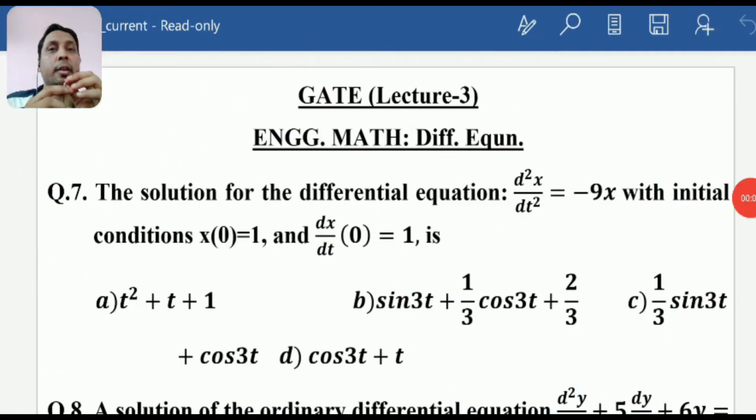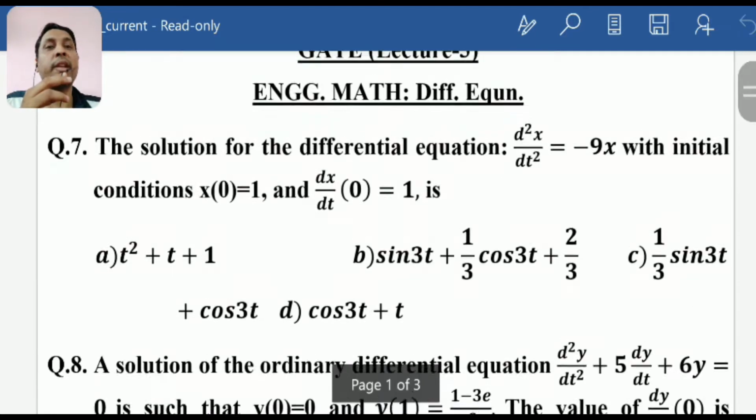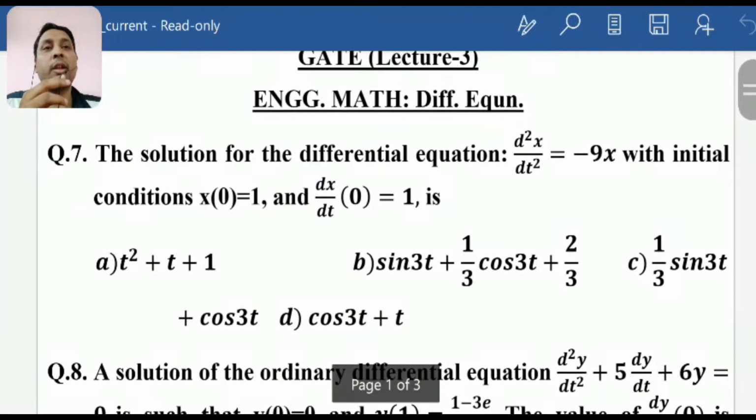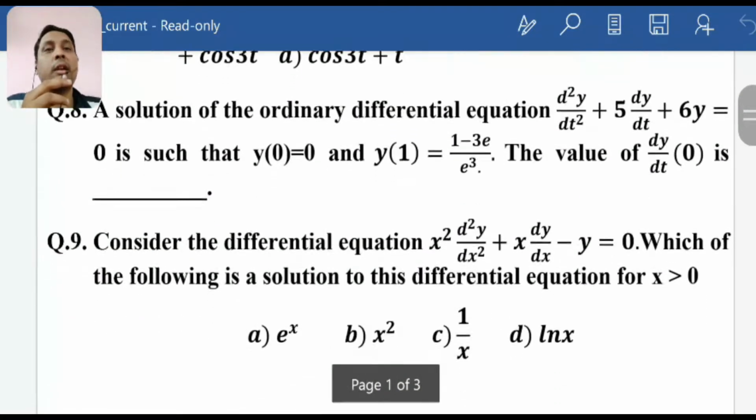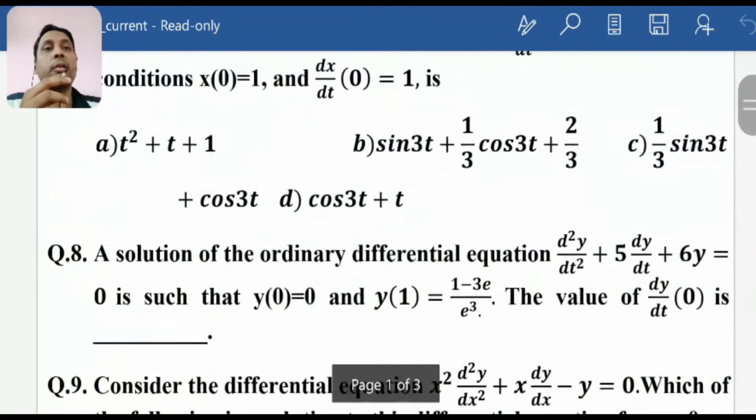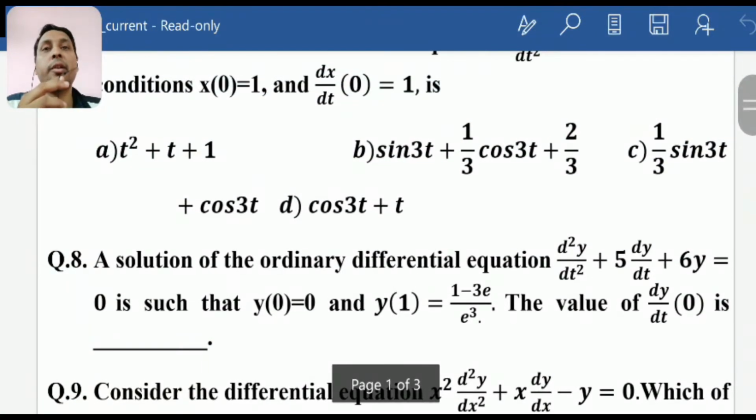Okay students, welcome again to lecture 3 of this GATE Engineering Math series. Today I have taken 3 questions, question number 7, 8 and 9. Okay, let's solve it.